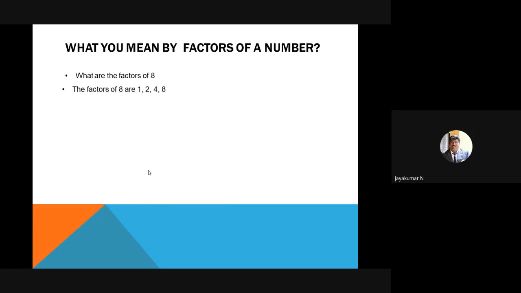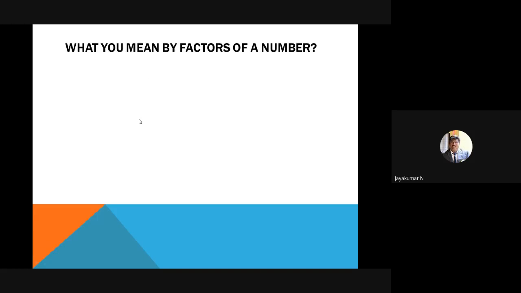Okay, so the factors are 1, 2, 4, 8. Why do we call these factors? 1 into 2 into 4 is 8, or otherwise 1 into 8 is 8. Okay.